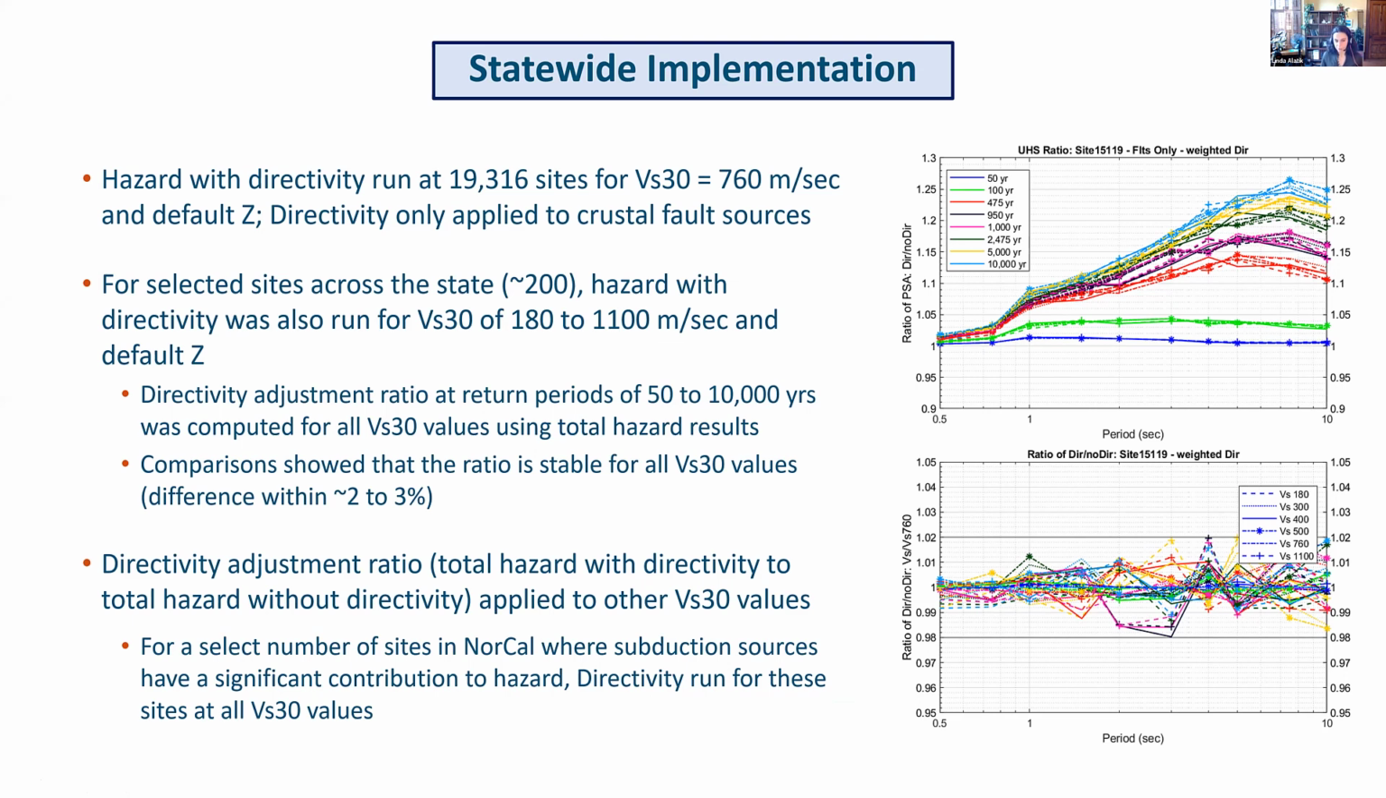We did find a few cases in Northern California where this difference was a bit bigger, and that's because of significant contribution from subduction sources. And for those cases, we ended up going back and running the directivity for all VS30 values.